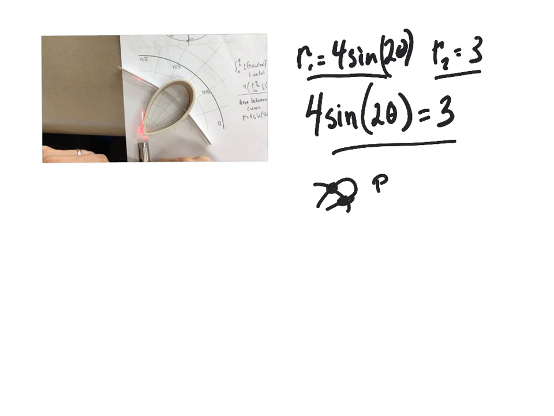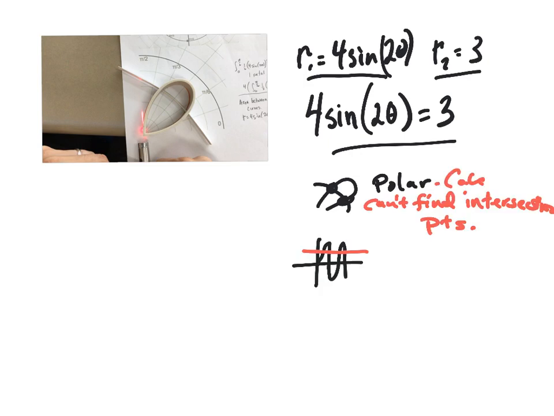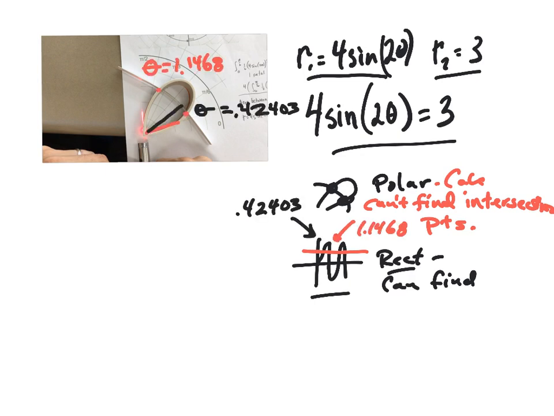But in polar graph form on the calculator, you cannot find the intersection points. This is kind of funky, but you do have to go to your rectangular coordinate system and you can find points of intersection. You should know how to do that. So on the calculator, you have to go over to rectangular to find the points of intersection. Can't do it in polar. Just so you know that. That's pretty important. So now let's set this up with our integral.